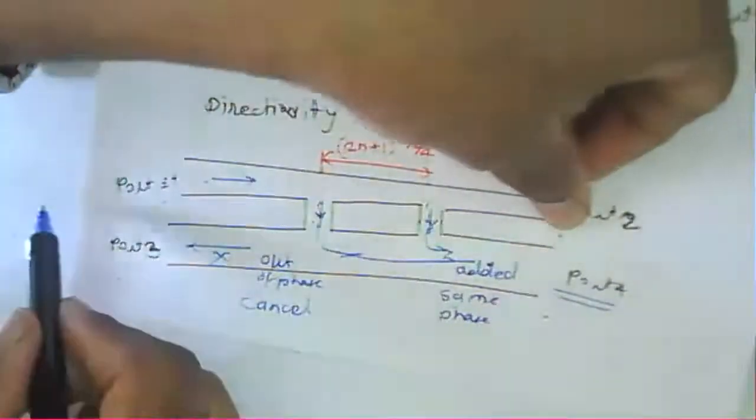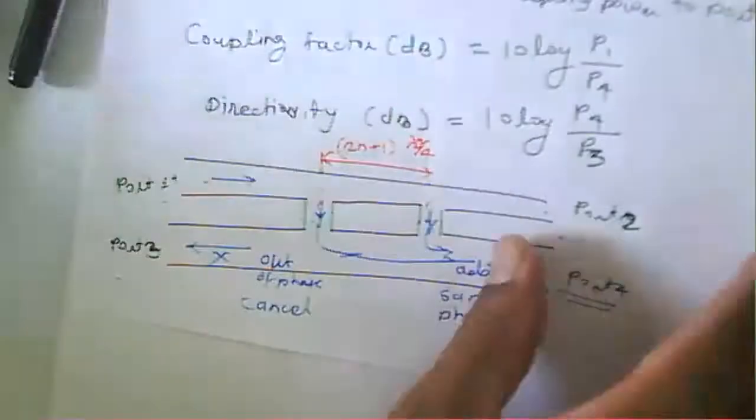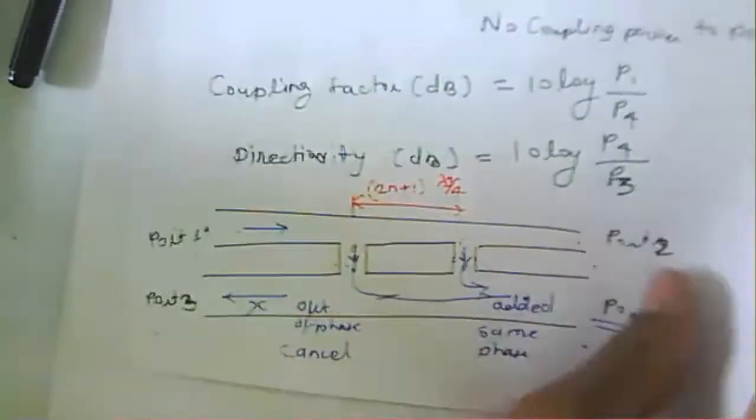If input is given at one, it goes in that direction. If you provide input here, it goes in that direction. That is the two-hole directional coupler. In a multi-hole directional coupler, there are multiple holes.